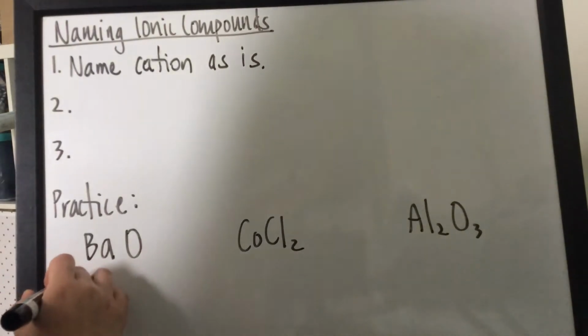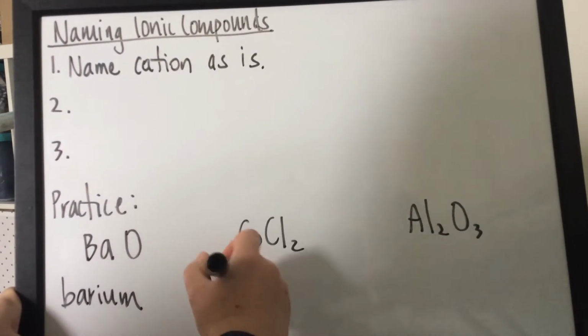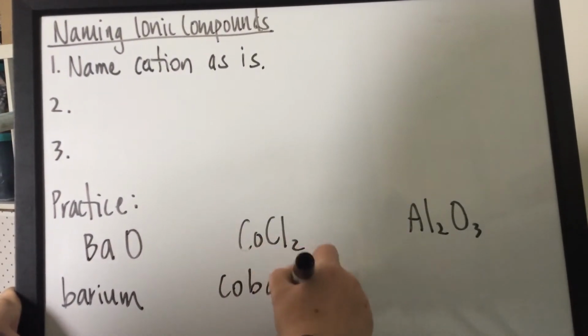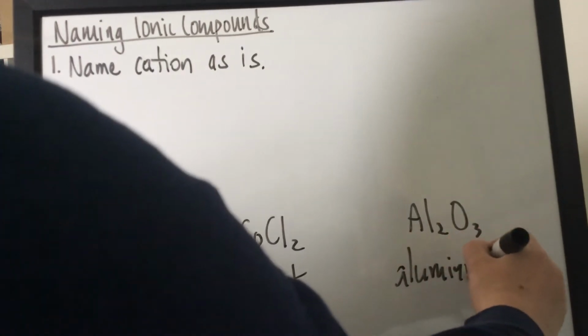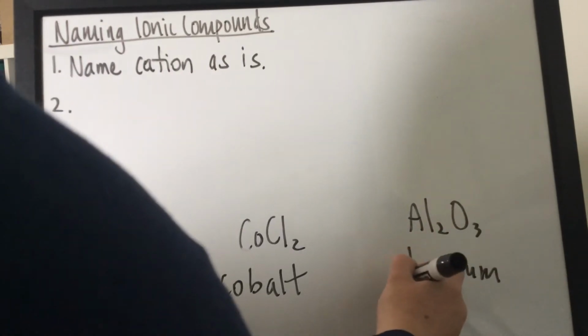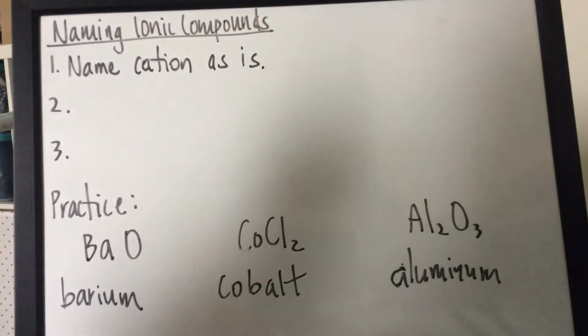So this, of course, is barium. Co is cobalt. And then Al, of course, is aluminum. Okay, so first rule, very simple. We're just naming the cation, okay, or the metal. Just naming the metal.